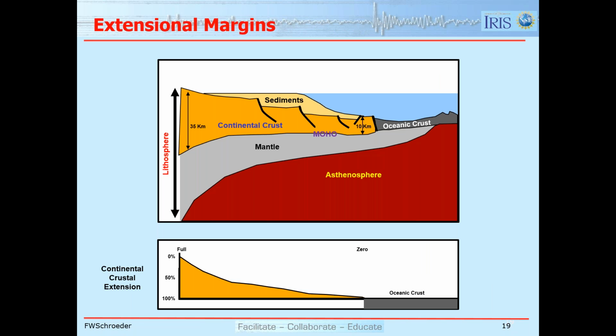This type of analysis is done for extensional pull-apart Atlantic type margins, where we have gone from a total thickness of continental crust on the order of 35 to 40 kilometers all the way to oceanic crust. And the plot on the bottom is showing the amount of crustal extension, no crustal extension where it's 35 kilometers, 100% extension where the continental crust ends and we go into the continent-ocean boundary and onto oceanic crust.